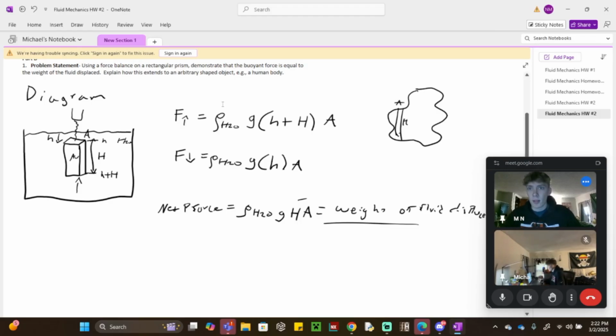And that is how, using a force balance on a rectangular prism, the buoyant force is equal to the weight of the fluid displaced, and how it extends to an arbitrary shaped object.